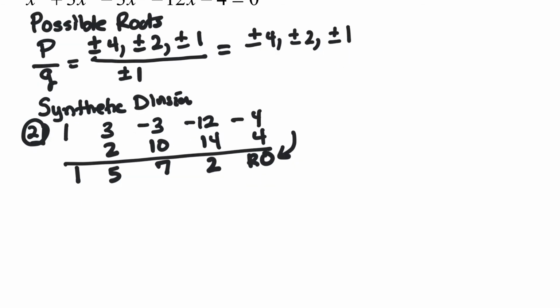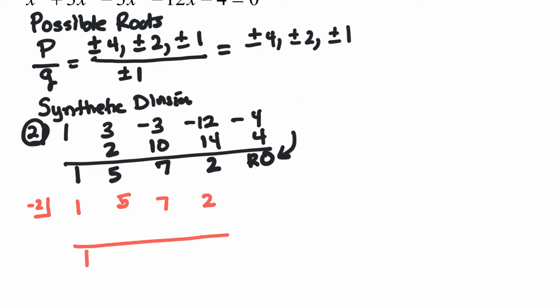With that information, I'm going to try to find the second root, and I'm going to try negative 2. I'm going to use the remaining coefficients from the last synthetic division. So it's 1, 5, 7, 2.